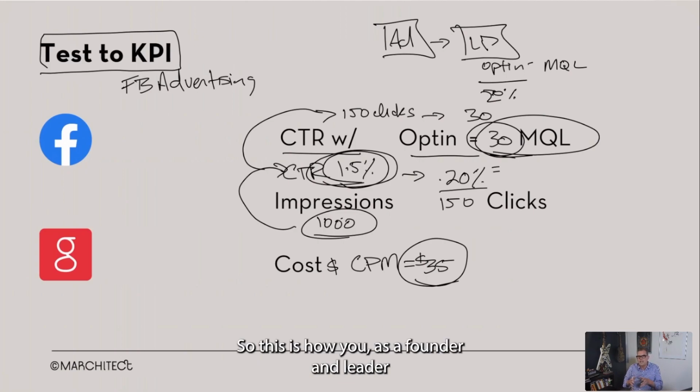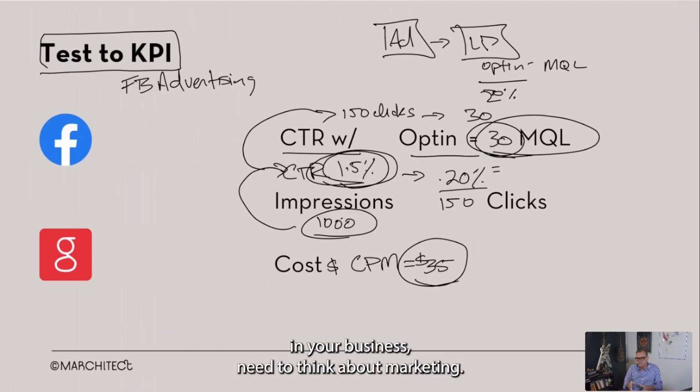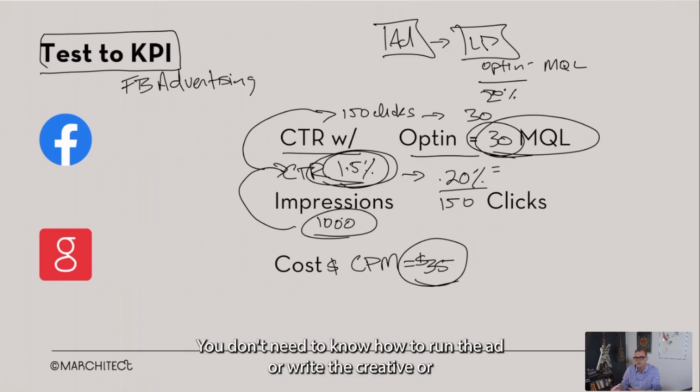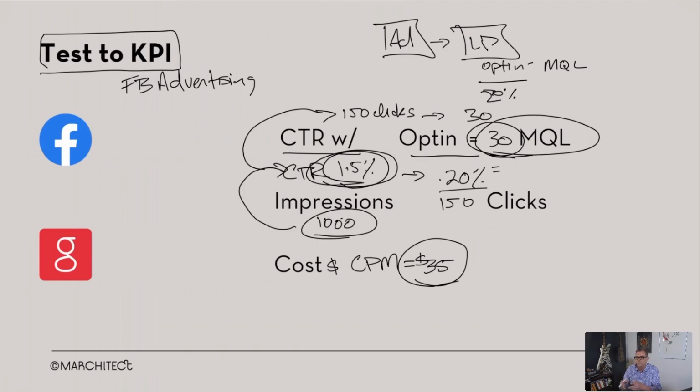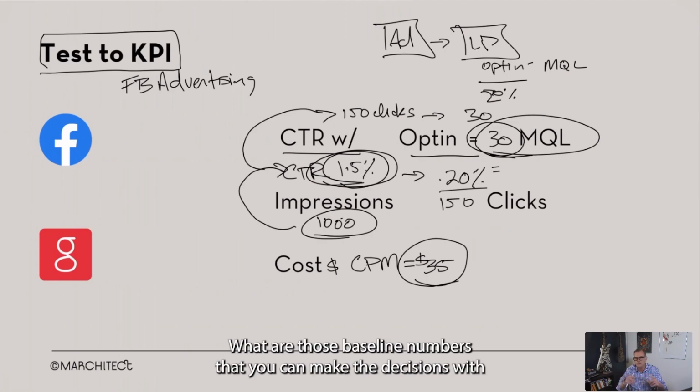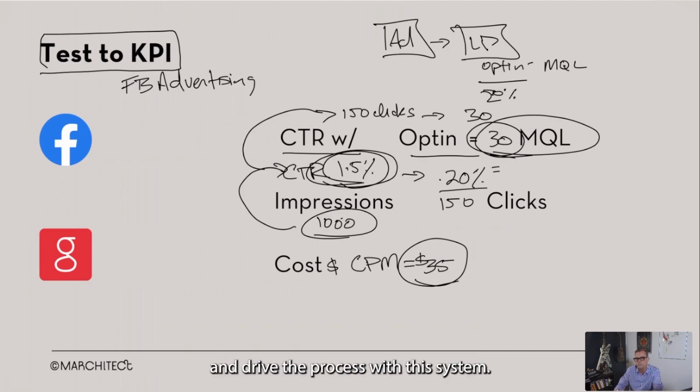So this is how you as a founder and leader in your business need to think about marketing. You really don't need to know marketing. You don't need to know how to run the ad or write the creative or make the picture or the video or whatever. You don't have to do that. What you have to know is what are your numbers? What are those baseline numbers that you can make the decisions with and drive the process.